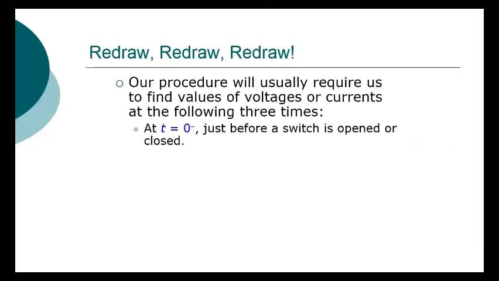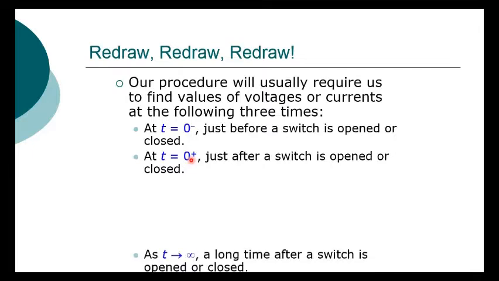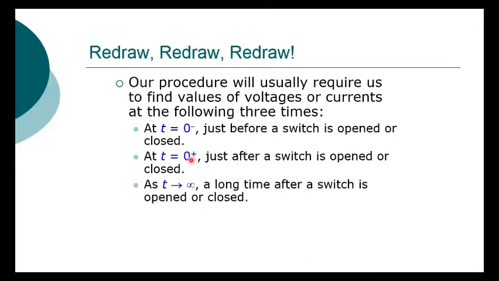The first thing we need to look into is the timeline. Remember in chapter 2 we always do the timeline whenever you see a switch appear in the circuit. At t equals 0 negative, this is just before a switch is open. At t equals 0 positive is just after a switch is open or closed. And as t goes to infinity, this is a long time after a switch is open or closed.